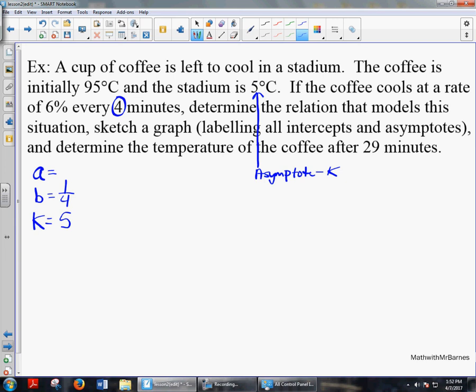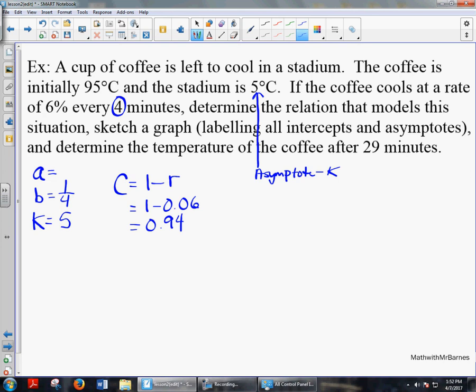Now the other situation we have to really think about is your common ratio. If something's decreasing, it's 1 minus r. If something's increasing, it's 1 plus r. So it's 1 minus 0.06. So my common ratio is 0.94.